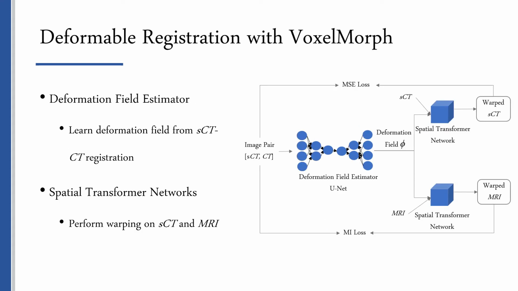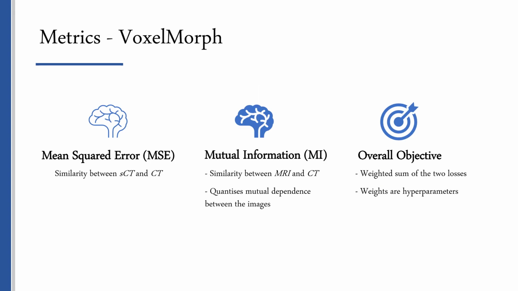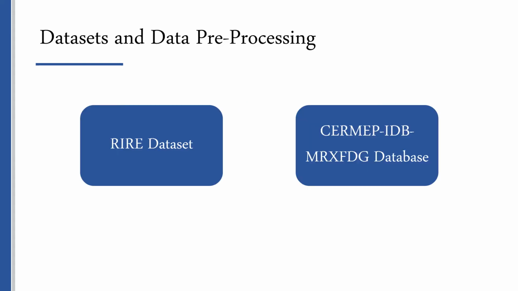We use the VoxelMorph network to perform SCT to CT registration to learn a deformation field. Since the SCT is generated from the MRI, the learnt deformation field can be applied directly to register the MRI. With the CT we modify the architecture of VoxelMorph to suit our need of performing registration on two images, the SCT and the MRI. A notable innovation in our method is the joint optimization of mean-squared error between the warped SCT and CT, as well as the mutual information between the warped MRI and CT. Including two metrics is observed to have greatly improved the registration quality. We test our approach on two datasets as shown.